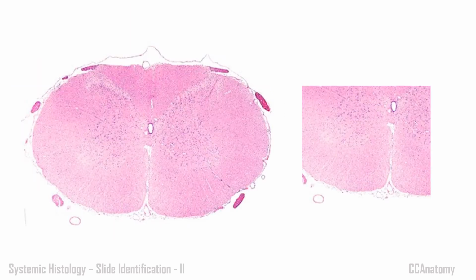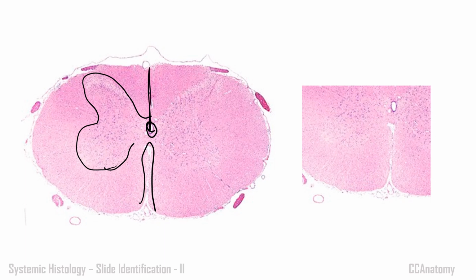Then one more easy slide. This is nothing but the spinal cord. Okay, so spinal cord, the features that include the central canal, the anterior gray horn, posterior gray horn, anteromedian fissure, posteromedian septum, and anterior spinal arteries.